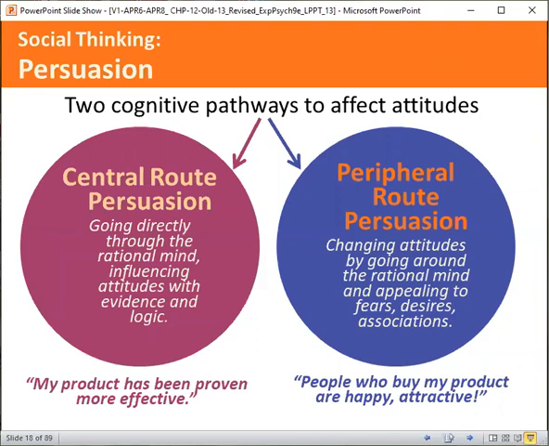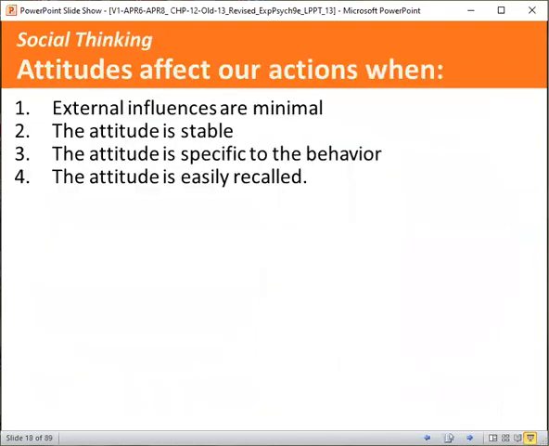Okay, good. All right, so the next thing we talk about here is looking at how these attitudes affect our actions. When do we see attitudes actually impacting our actual behavior? Well, there are four things here. External influences are minimal. The attitude is stable. The attitude is specific to the behavior, and the attitude is easily recalled.